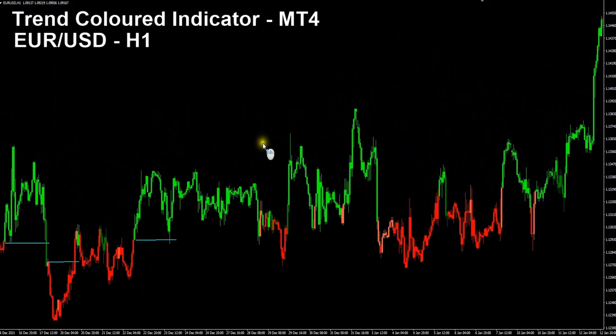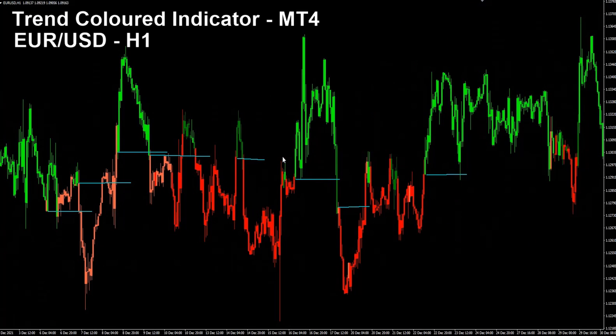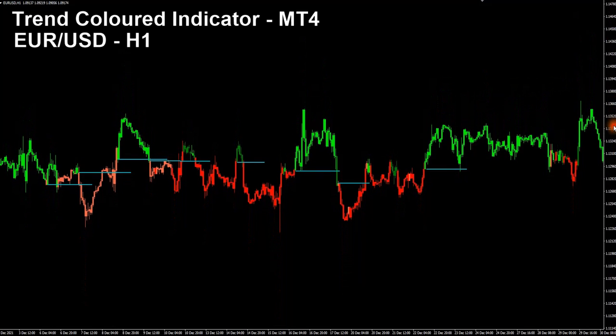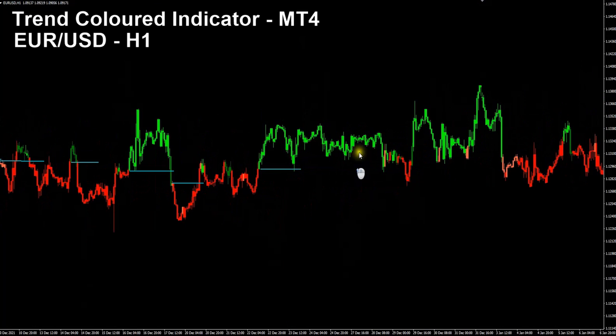So many opportunities here. Would it be better on a lower time frame or a higher time frame? Well, maybe that's something for you guys and girls to go away and have a look at. But this is just a possible way in which you could trade using this color trend indicator.